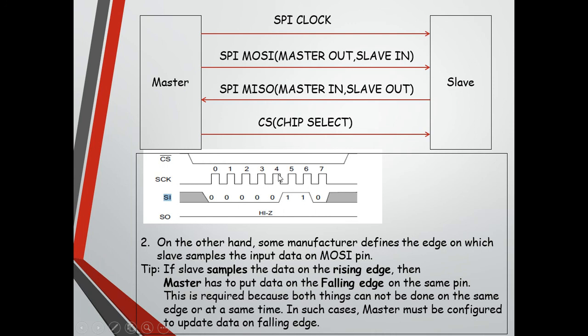Let's come to a data transition. Yes, you can clearly see that here also the data transition takes place on the falling edge of the clock. You can see that here also the 1 to 0 transition takes place on the falling edge. Now suppose the master puts the data on the falling edge.